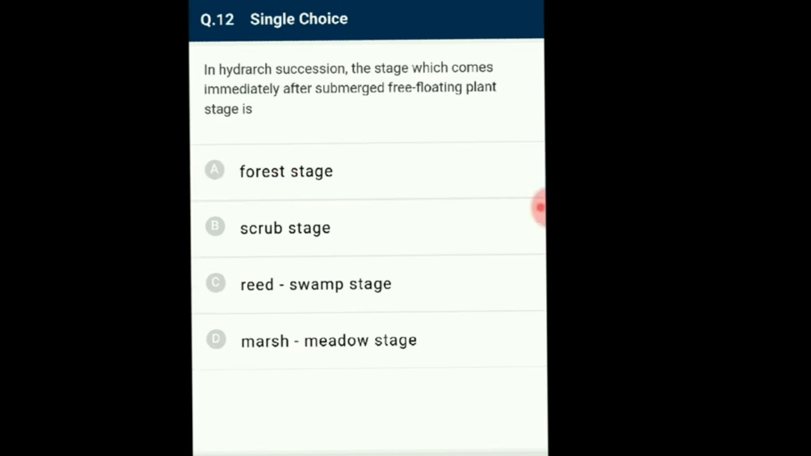12. In hydrophytic succession, the stage which comes immediately after submerged free floating plant stage is: option A, successive seral stage of hydrophytic succession or phytoplankton stage, submerged plant stage, submerged free floating plant stage, reed swamp stage, marsh meadow stage, scrub stage, and finally forest stage. So the correct answer for this question is reed swamp stage. So the correct option for this question is option C.